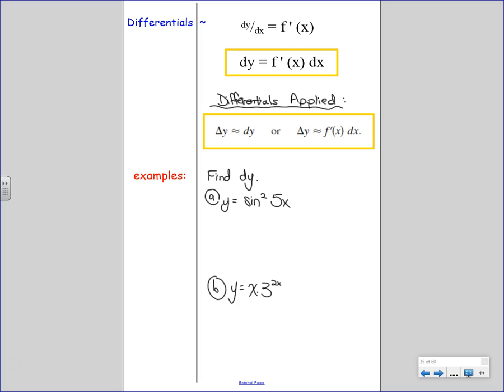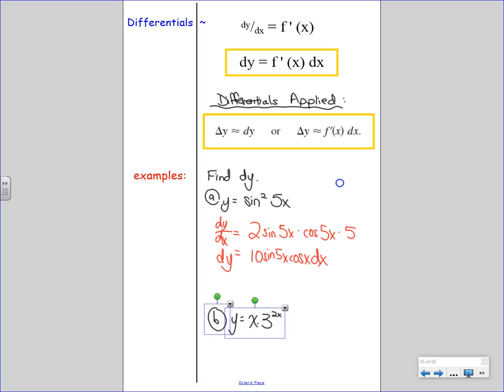How did you find dy in the examples down below? You derive and then multiply by dx. Okay, that's great. Prove that you can derive. 2 sine of 5x times cosine of 5x times 5. Hence, 10 sine of 5x cosine of 5x, which is probably a trig identity. That probably is, yeah. You're missing a 5.